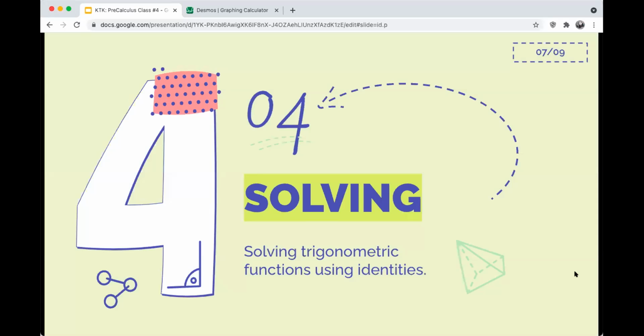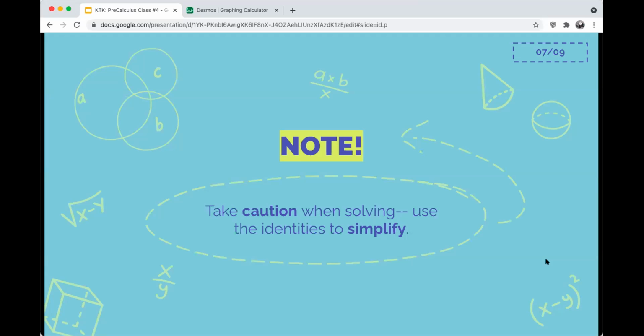All right, so now that you know how to do that, let's go into solving. So solving trigonometric functions using these same identities, using these same skills you've been going over. Note, take caution when solving. So you always use these identities to simplify. If you have a very, very large value, it's not going to be easy for you to just know the trigonometric value that quickly, especially since a lot of trigonometric values are going to be decimals or complex radicals or something like that. So use these identities to simplify, and it makes things a lot easier.